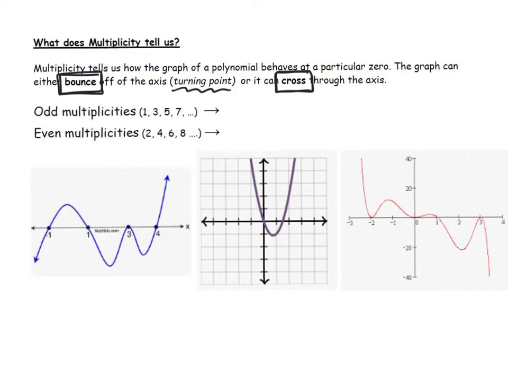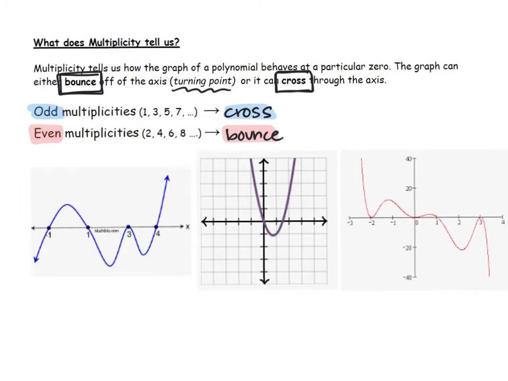They can either be odd, so odd number multiplicities, like 1, 3, 5, and 7. If we have an odd number multiplicity, that will cross through the x-axis, okay? If we have an even number multiplicity, so 2, 4, 6, 8, that would be an even number, they will bounce off the x-axis.